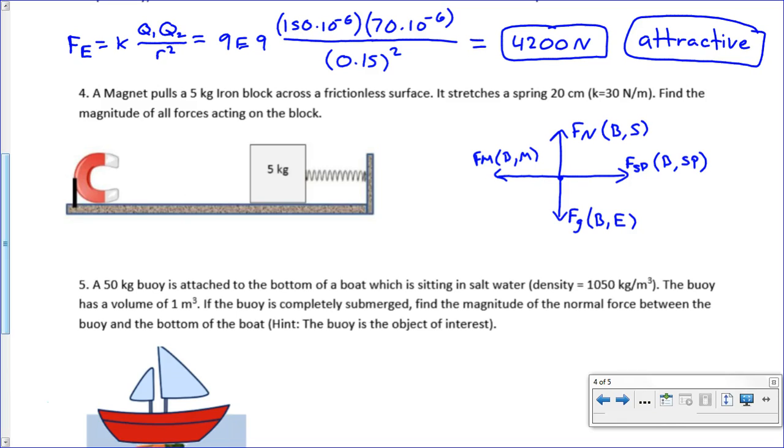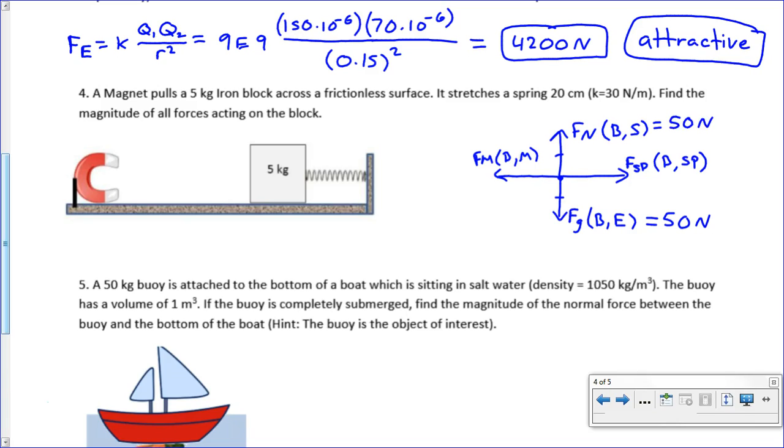All right, figuring out what these are. Gravitational, it's a 5 kilogram block. So you take the 5 kilograms, you multiply by 10, you get 50 newtons for the gravitational force. For the normal force, because those are equal, it's going to equal 50 newtons on the top as well.